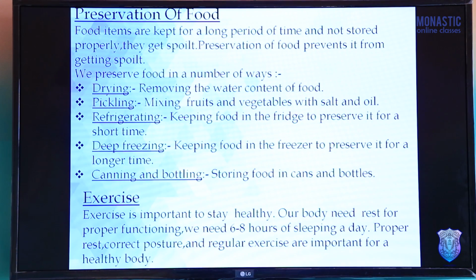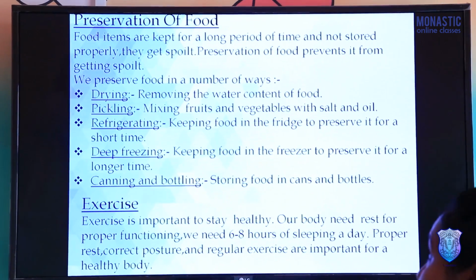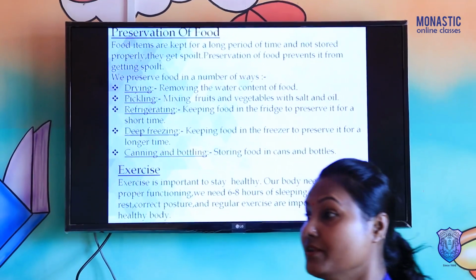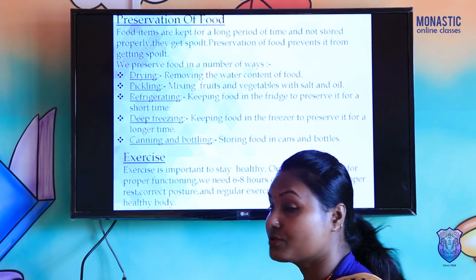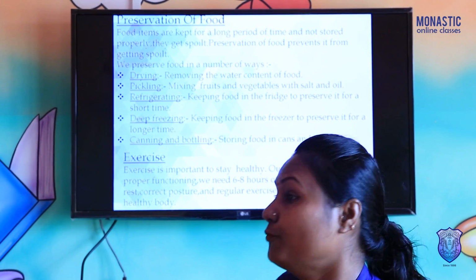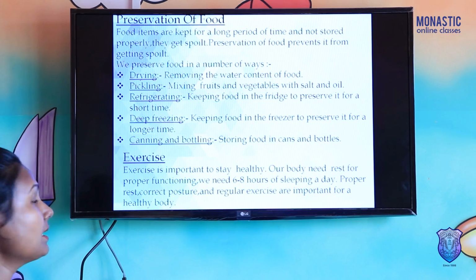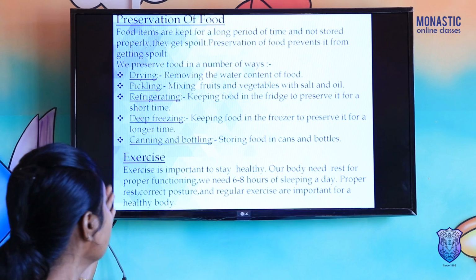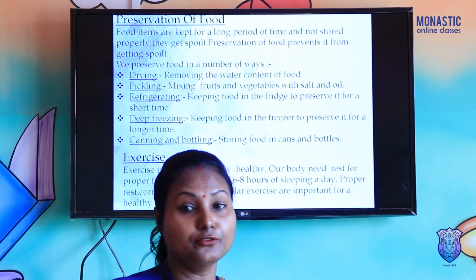Preservation of food. If food items are kept for a long period of time and not stored properly, they get spoiled, and if we eat them, it is bad for our health. That's why we should preserve our food properly. We can preserve food in a number of ways. First, by drying, which removes the water content of food.